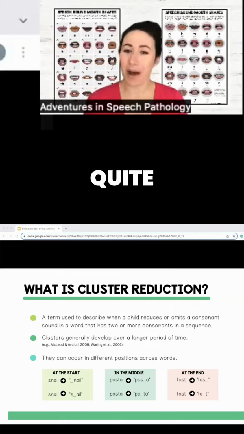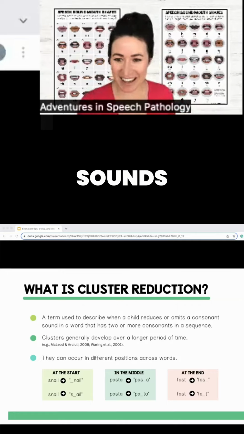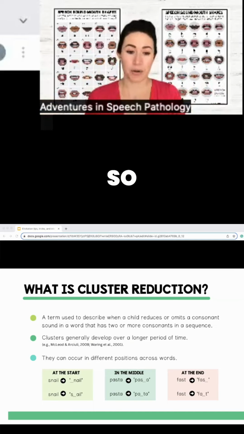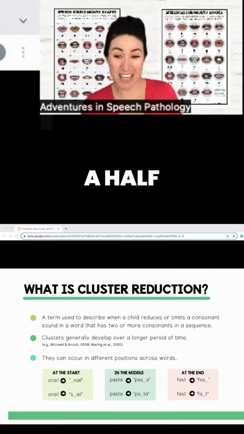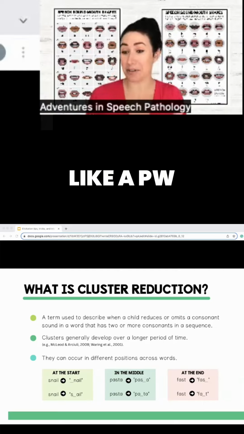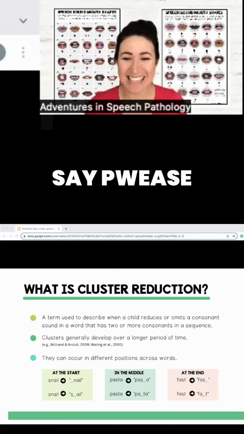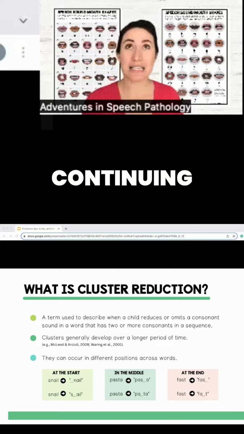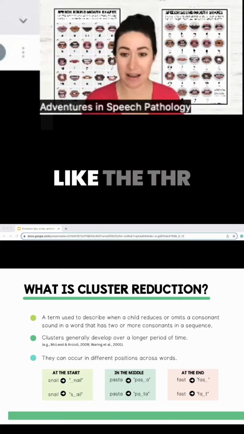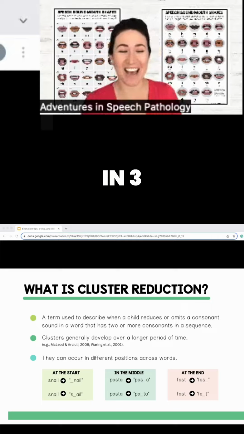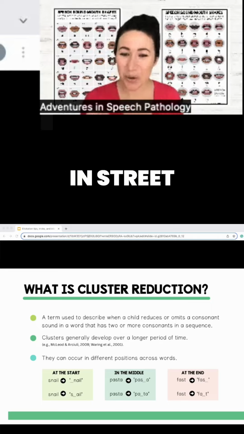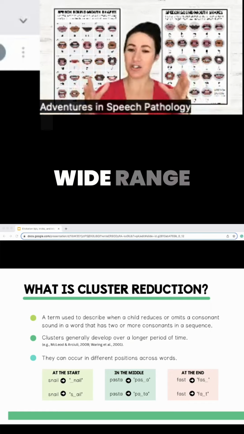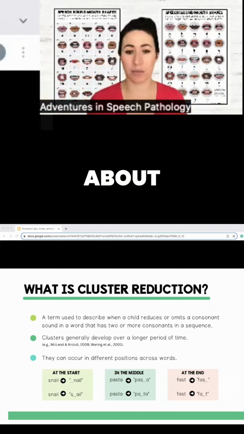Now, clusters, they're quite fascinating because unlike other sounds, they develop over a considerably longer period of time. So, children, at about 2.5 years, they might start using a PW consonant cluster when they say please. And then, if you look at the other end of the spectrum, many children are continuing to develop these more complex clusters, like the THR cluster in three or the STR cluster in street, well into school age years, so up to about 7.